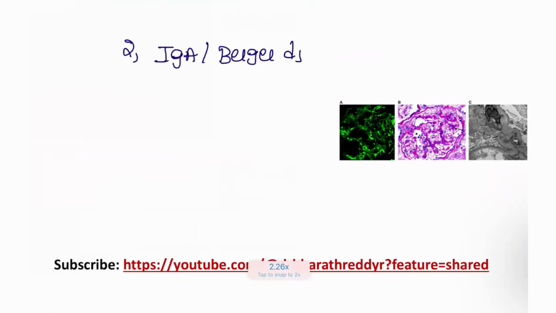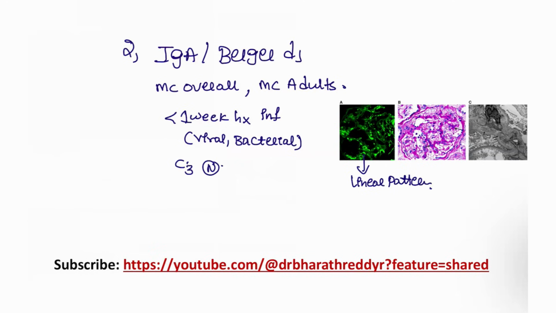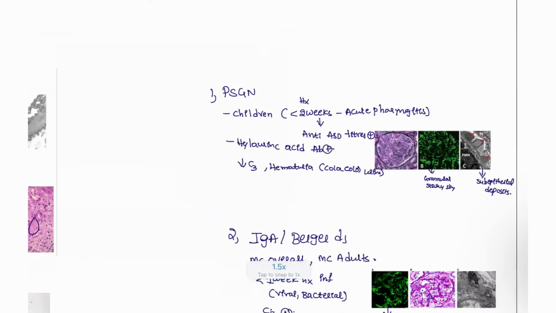Next, IgA nephropathy or Berger disease. This is the most common overall, and most common in adults. But this is associated with a history of infection less than 1 week ago, not just strep infections but all infections. It can be viral, bacterial, and other conditions also. It is less than 1 week only, and C3 levels will be normal here. On immunofluorescence you are going to see a mesangial pattern here. This is what IgA or Berger disease is.